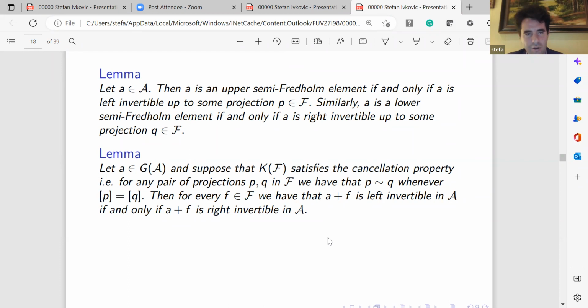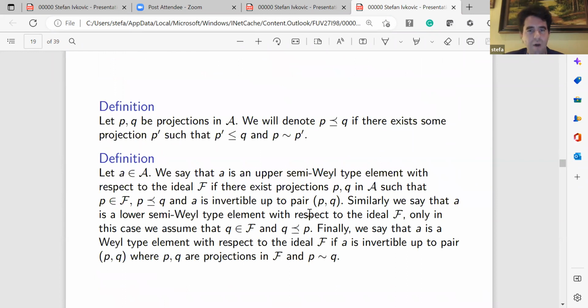Let us move now to define semi-Weyl type elements, which is a more important part of the talk. Before defining semi-Weyl type elements, we also need to introduce this relation regarding the projections in C star algebra. So we will denote P related to Q if there exists some projection P prime, of course in A, such that P prime is less or equal to Q and such that P is equivalent to P prime.